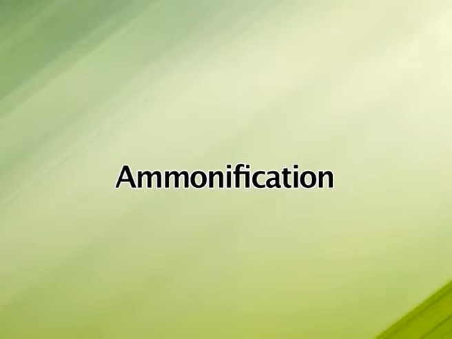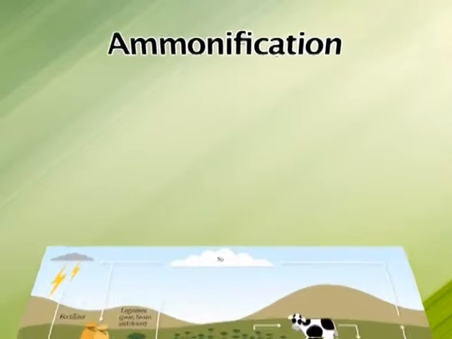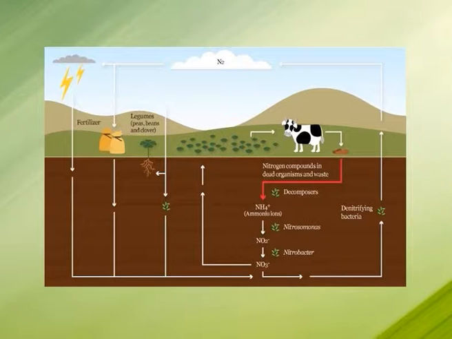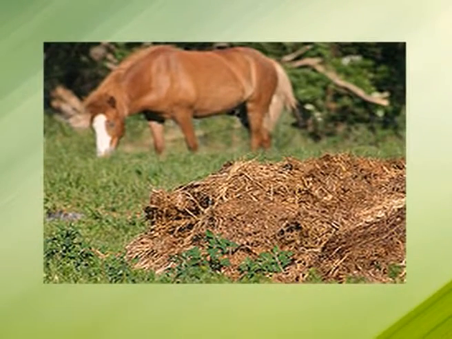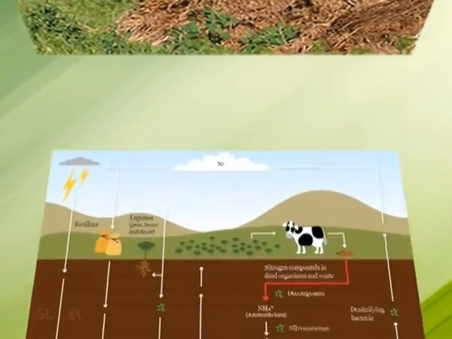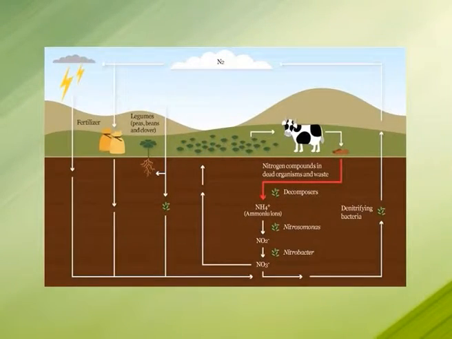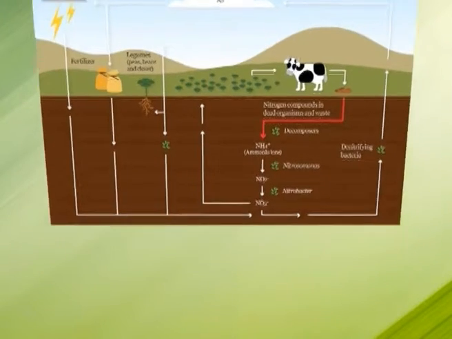Now, the next process is ammonification. Ammonification is also known as mineralization. It refers to the decomposition of organic nitrogen-containing substrates like human and animal excreta, remains of dead plants and animals, and bacterial cells to release NH4 from them. Ammonification is an energy-releasing process. The energy released during ammonification is used by ammonifiers in maintaining their life processes.